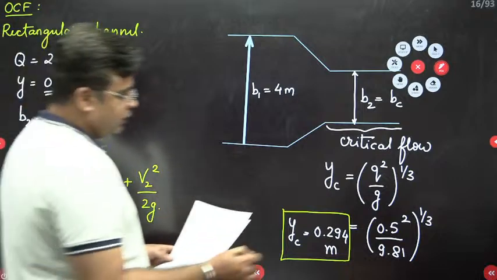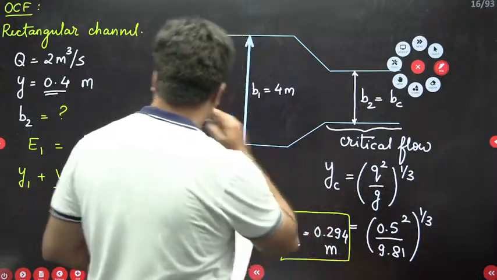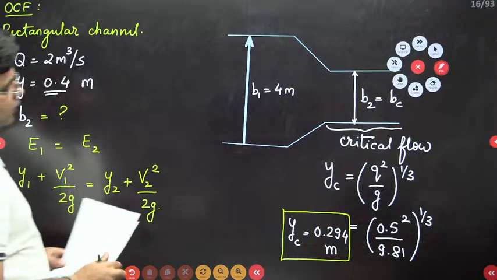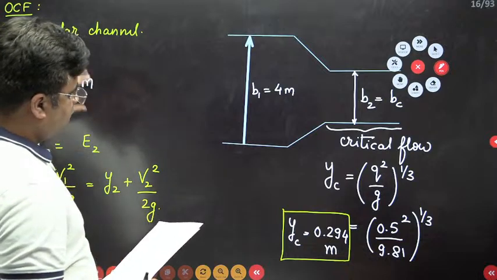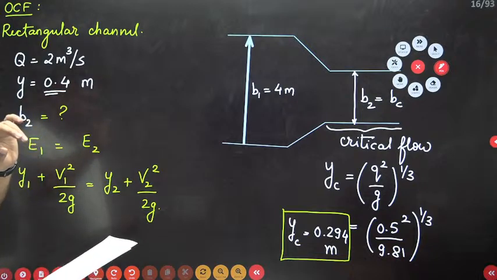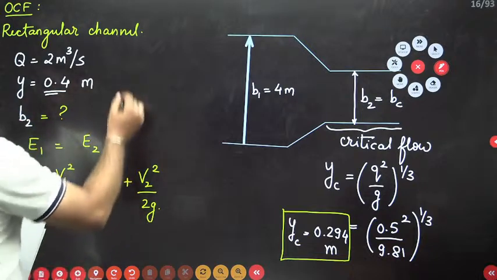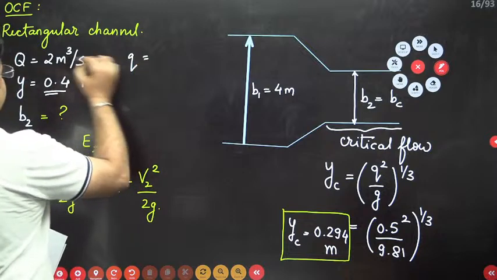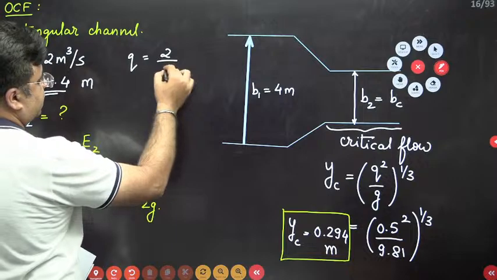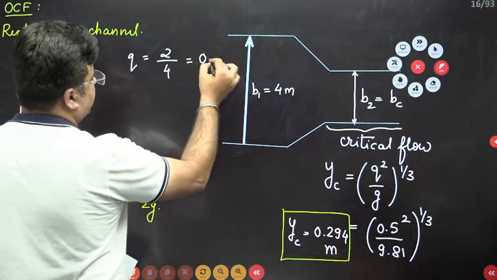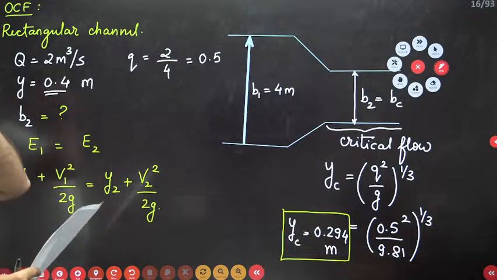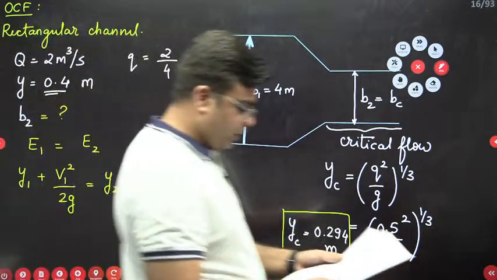Yeah, this discharge is 0.5. So Q is 2 and the width of the channel is 4. The discharge per unit width, the small q, is 2 divided by 4, this width. So this will be 0.5. Yeah, everything is correct. So this is meter cube per second per meter, right? So this is a question from your open channel flow.